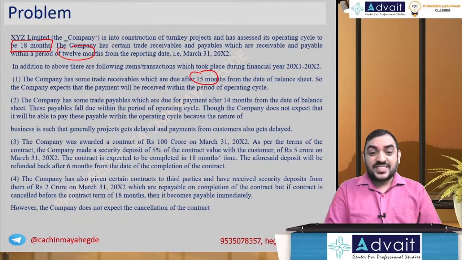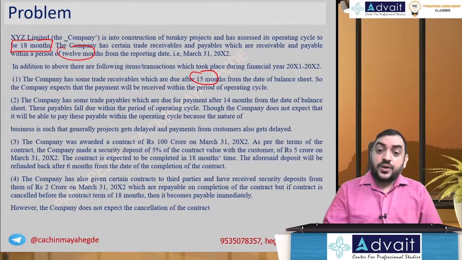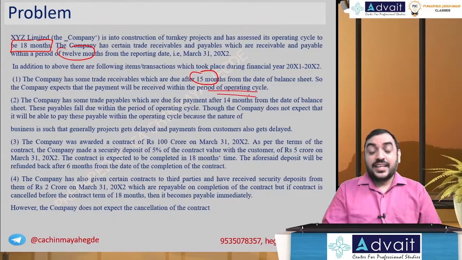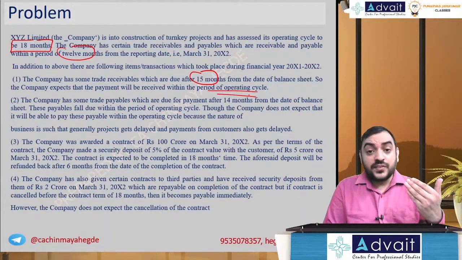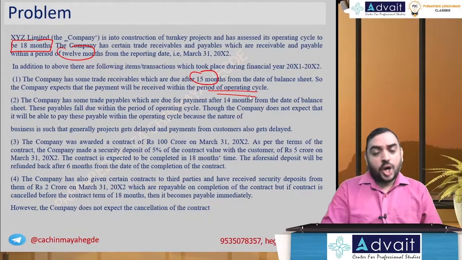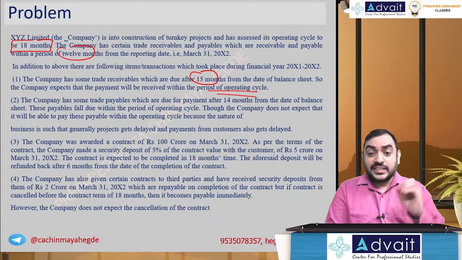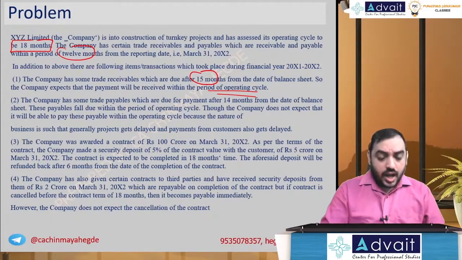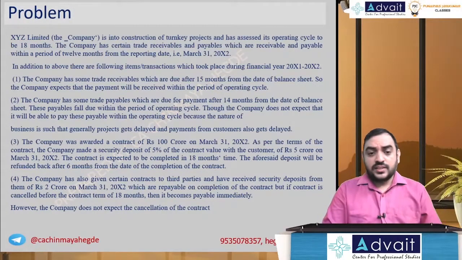So the company expects the payment will be received within the period of operating cycle. It is after 12 months, but before 18 months. 18 months is the operating cycle. Is it going to be current or non-current? Other points we'll discuss along with this.